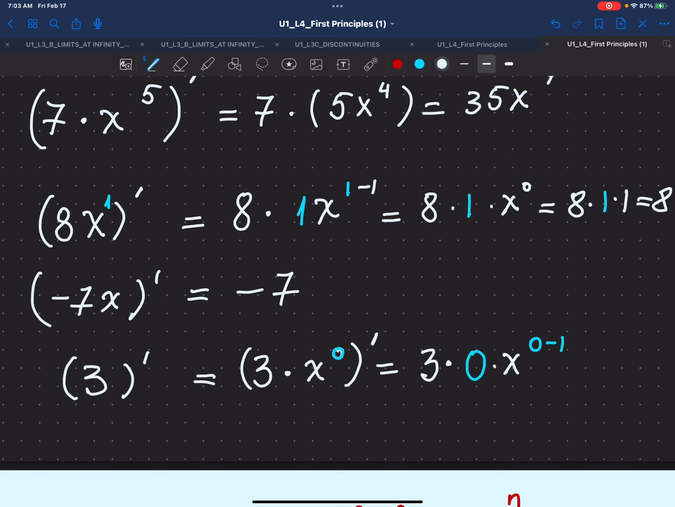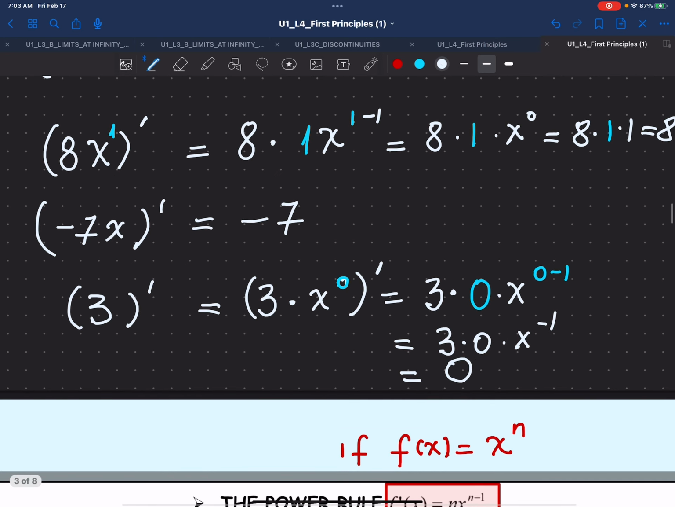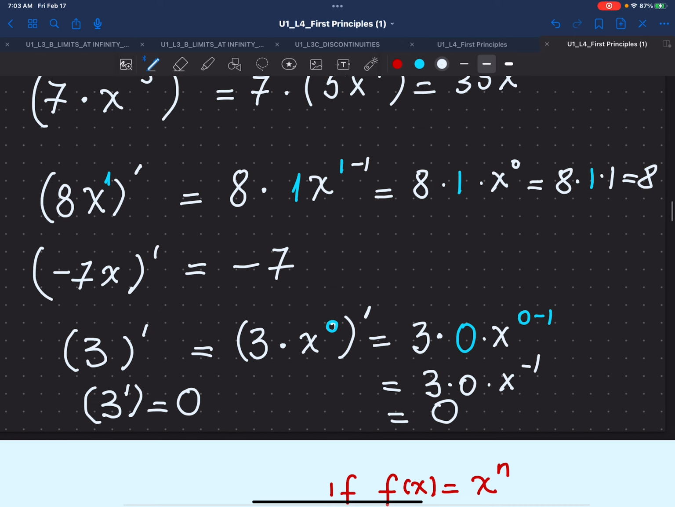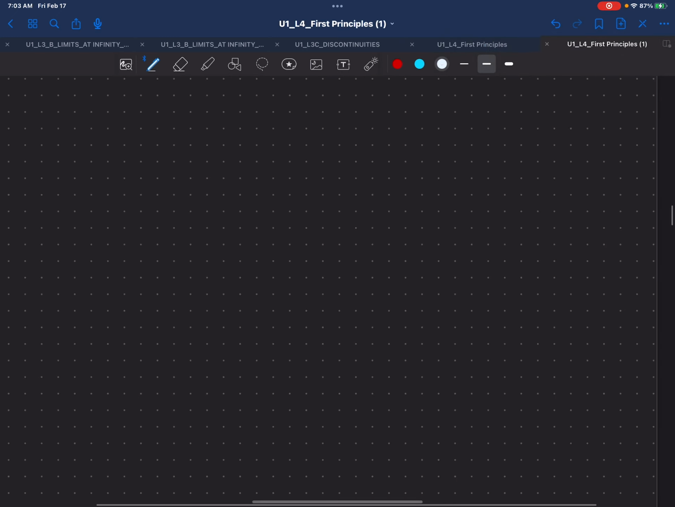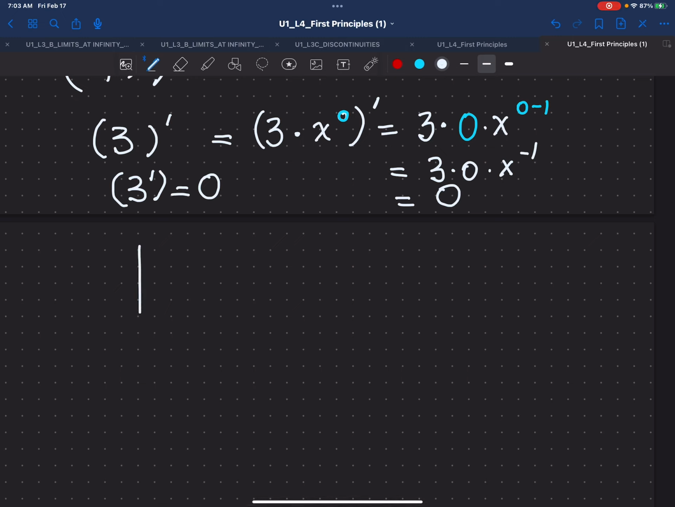So let's simplify this. We have 3 times 0 times x to the power negative 1, which would be equal to 0. So we're going to say that the derivative of a constant number will always be equal to 0. When you think about it, the reason why the derivative of a constant number is equal to 0 is because if we were to draw the graph of a constant function, for example, y equals 3, 1, 2, 3, right here. Let's scale it because why not?